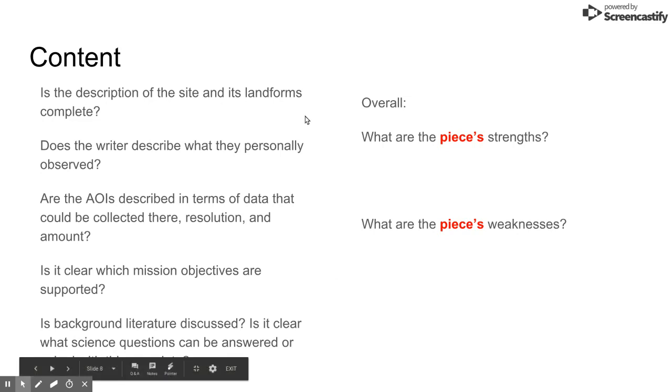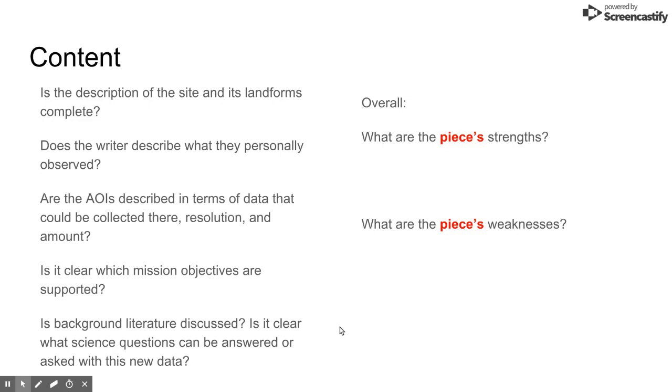Is the description of the site and its landforms complete? Does the writer describe what they personally observed? Are the areas of interest described in terms of the data that could be collected, the resolution, and the amount? Is it clear which mission objectives are supported? And is the background literature discussed? Is it clear what science questions could be answered, or maybe new questions that could be asked with this new data?